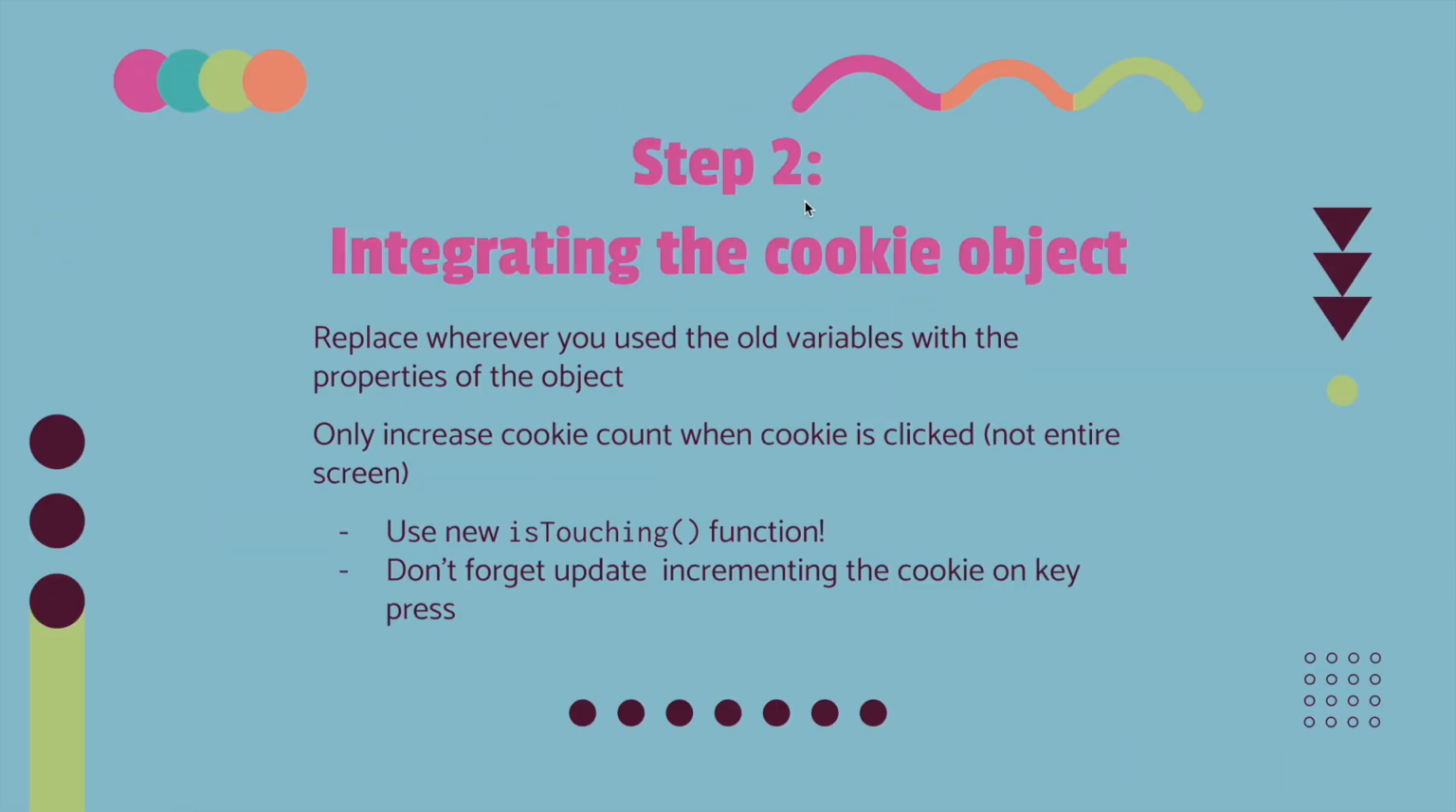Now we will start working on step 2. Step 2 is integrating the cookie object. So go ahead and replace wherever you use the old variables with the properties of the object. Additionally, only increase cookie count when the cookie is clicked, not all around the entire screen. And use the new isTouching function, and don't forget to update incrementing the cookie on key press. So go ahead and work on this and resume the video when you are done.